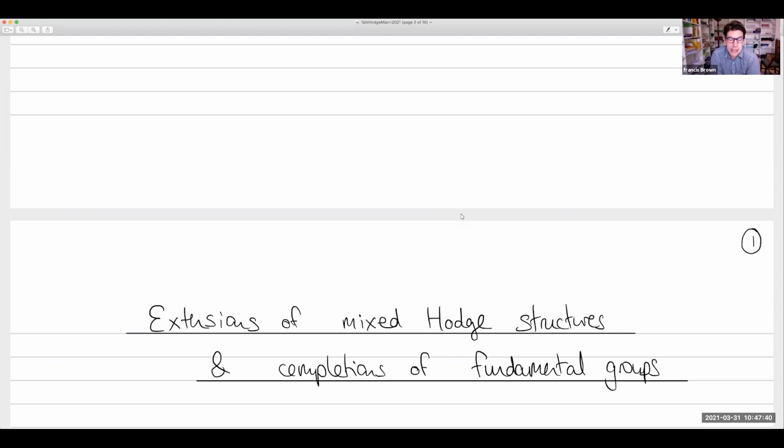So here we take two pure Hodge structures that we know come from geometry. We know the cohomology of a smooth projective variety, for example, and we ask how do we construct extensions in nature, in geometry. So that's what I'm going to talk about.